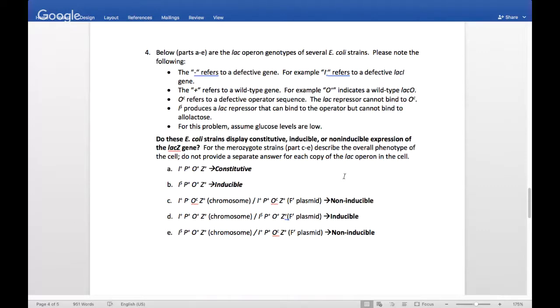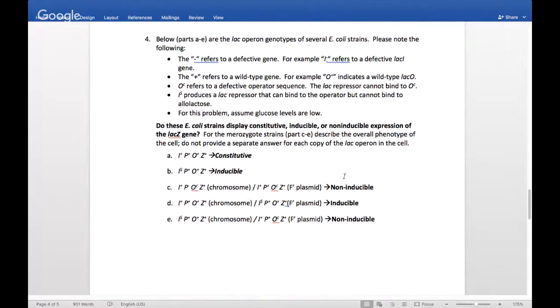Okay, and problem 4. So all of them are on, and so it would be a constitutive process because it'd just be continuing. The next one, the I has the defective S. It produces a lac repressor that can bind to the operator but can't bind to the allolactose. So it's inducible because it needs something. It can happen, but it needs help in order to happen. It needs kind of an outside force.